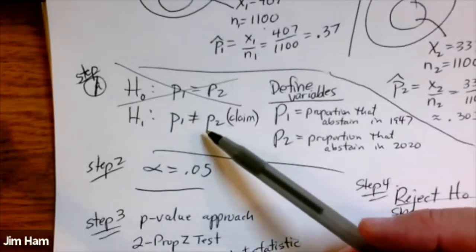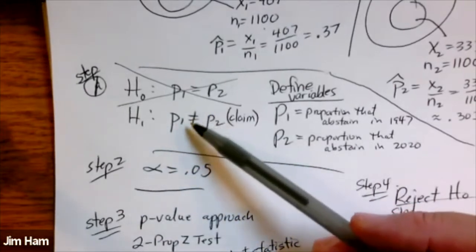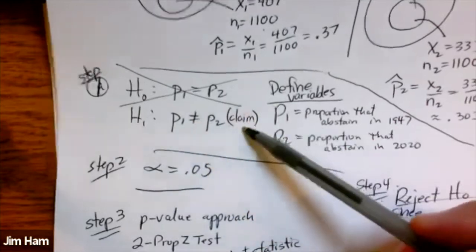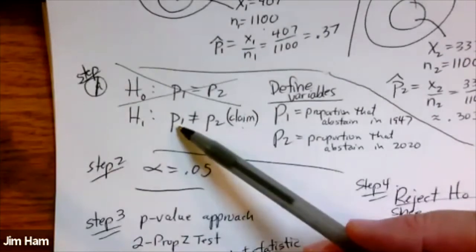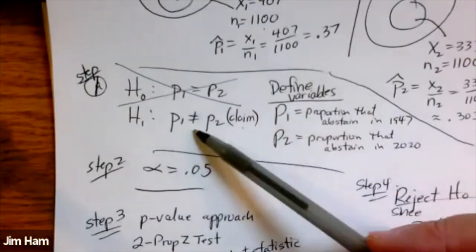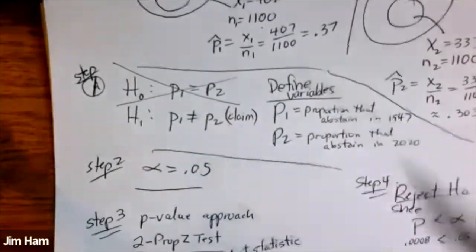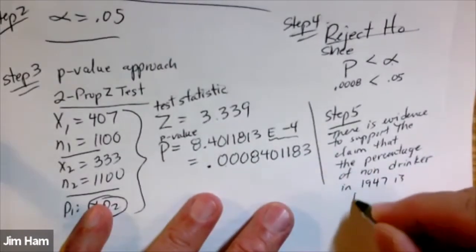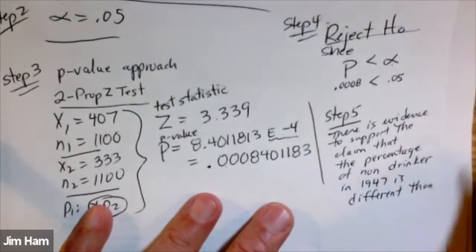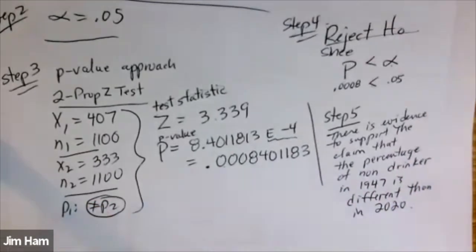And so we're going to state our conclusion based on what we are showing support for. The percentage that abstained back in 1947 is different than the percentage that abstains in a recent year. I'll just call them non-drinkers, non-alcohol drinkers, and I'll just call the recent year 2020 or something like that. You want to be sure that you report out the results so that someone who's unfamiliar with stats knows what the evidence showed in this case.